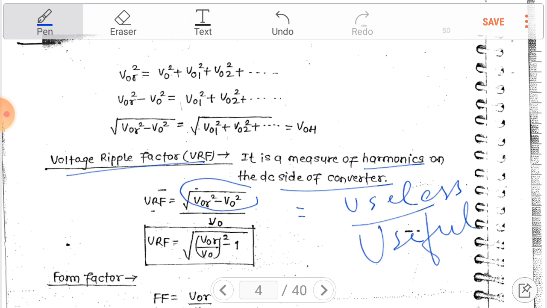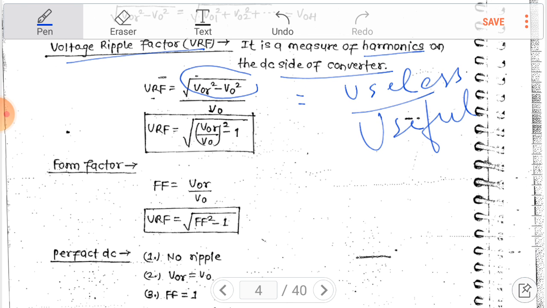What is useless power? It is the other harmonics which we don't require on the DC side. So output RMS minus the DC voltage results in the voltages having nth harmonics. So voltage ripple factor is the magnitude of nth harmonic voltages to the magnitude of DC output voltage. VOR by V naught is known as form factor. So we can also write the formula of voltage ripple factor equal to the square root of form factor squared minus 1.